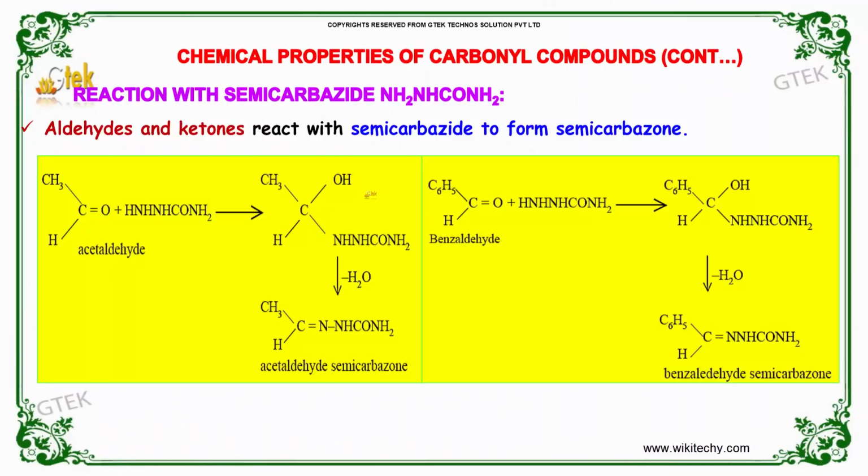Reaction with semicarbazide, NH2NHCONH2, produces acetaldehyde semicarbazone. Similarly, when benzaldehyde is made to react with semicarbazide, it produces benzaldehyde semicarbazone, as we can see here.